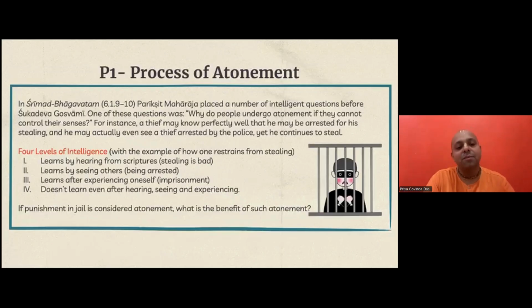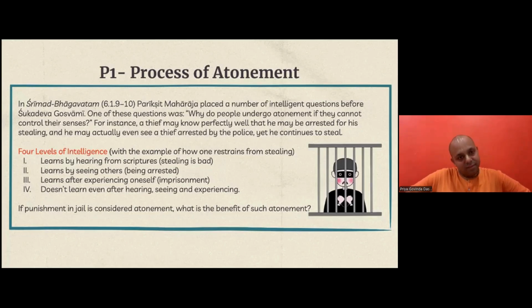So as we saw in that first paragraph, Prabhupada talks about the process of atonement. Yes, please read, Prabhu. In Srimad Bhagavatam 6.1.9 to 10, Parikshit Maharaj placed a number of intelligent questions before Sukadeva Goswami. One of these questions was, why do people undergo atonement if they cannot control their senses? For instance, a thief may know perfectly well that he may be arrested for his stealing, and he may actually even see a thief arrested by the police, yet he continues to steal.